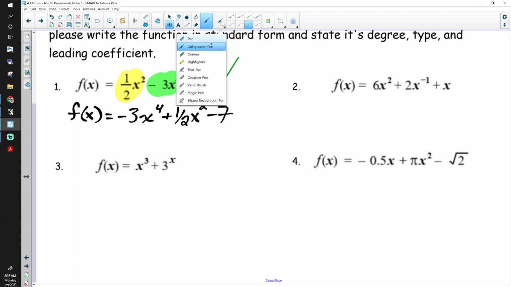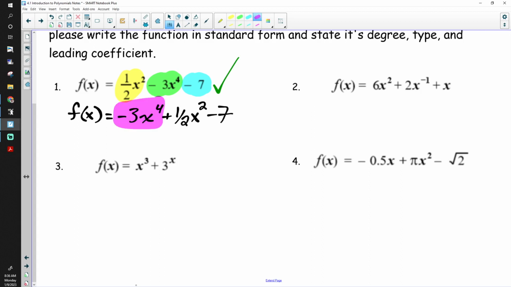Okay, if we look at the first term, I'll do it in pink, -3x to the 4th. What is the degree of this polynomial? 4. The largest exponent is 4, so this is degree 4, or a 4th degree polynomial.